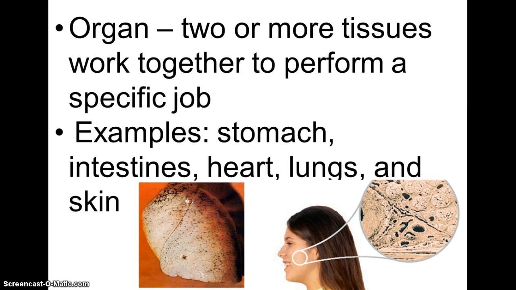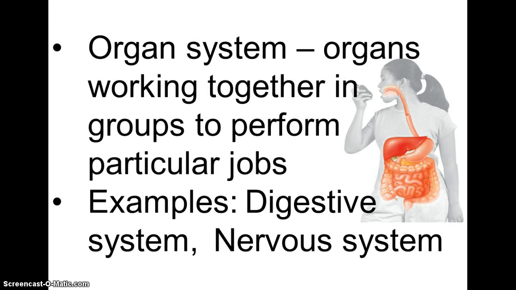When tissues work together, we call that an organ. And so examples of that are your stomach, your intestines, your heart, your lungs, your skin. So like your heart is many muscle tissues, those muscle cells working together in order to pump that blood around your body. An organ system is when multiple organs are working together to perform specific jobs.